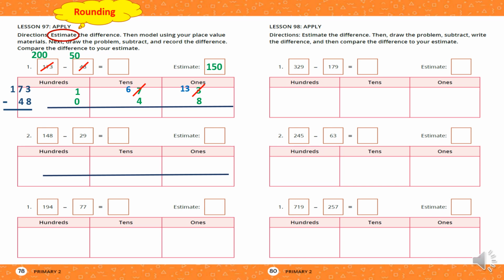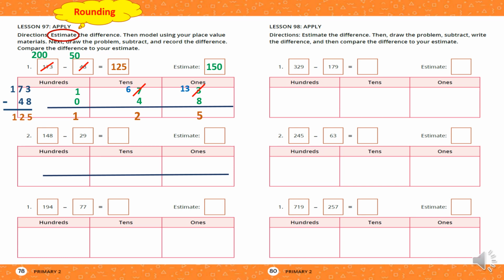13 minus 8, great, we have more on top now. Count from small to big. After 8: 9, 10, 11, 12, 13. How many fingers? 5, so we will write 5. 6 minus 4, yeah, we have more on top, 6 is greater. 6 minus 4 equals 2. 1 minus 0 equals 1. Now, the exact result of 173 minus 48 equals 125, while the estimated result equals 150.